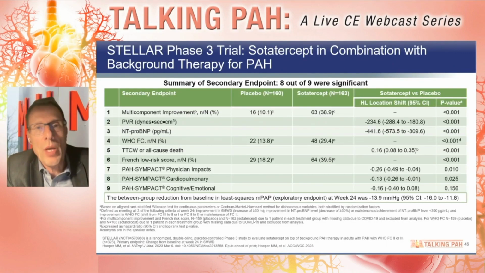At the same time, we had very robust signals showing improvements of various other secondary endpoints, including a multi-component improvement endpoint, which is a composite of 6-minute walk distance, functional class, NT-proBNP. There was improvement in hemodynamics, NT-proBNP, functional class alone, also in clinical worsening, the French low-risk score, and 2 out of 3 domains of the PAH SYMPACT tool, which is a disease-specific quality of life score.